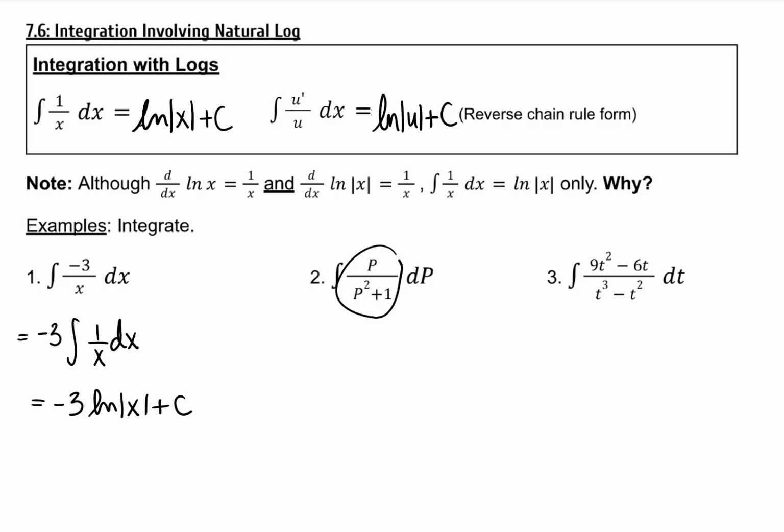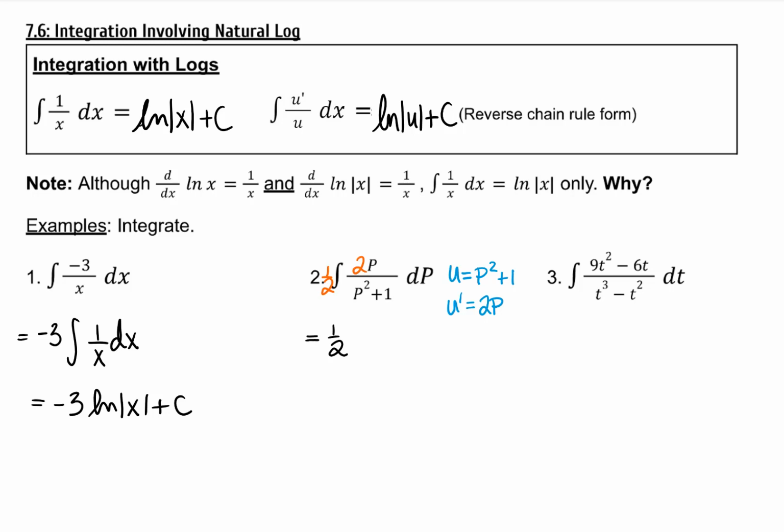Here, I think I may have u prime over u, but let's check. If u is p squared plus 1, then u prime equals 2p. I almost have u prime over u. I'm going to multiply the numerator by 2 and then multiply the entire integral by 1/2, just a special form of the number 1, so that I now have u prime over u.